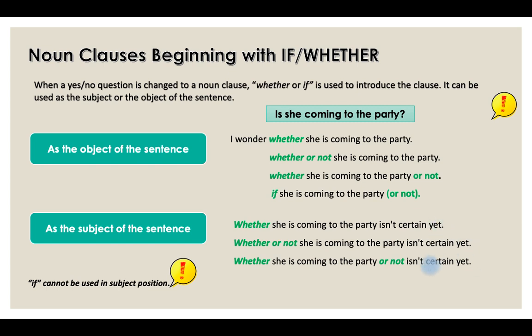"Partiye gelip gelmeyeceği belli değil." Right? This is the meaning of these three sentences. Please also pay attention to the spelling. Now, whether is spelled with WH, not like this.